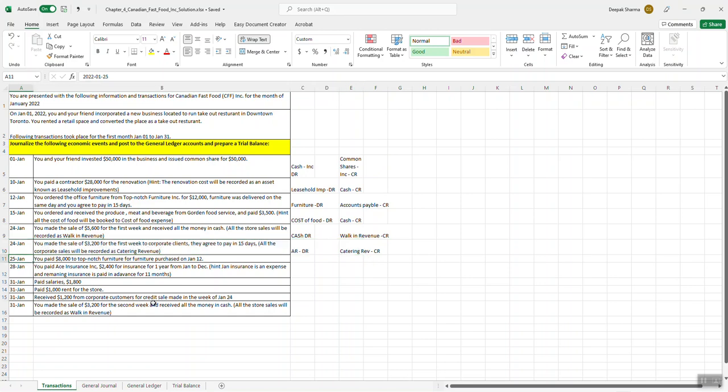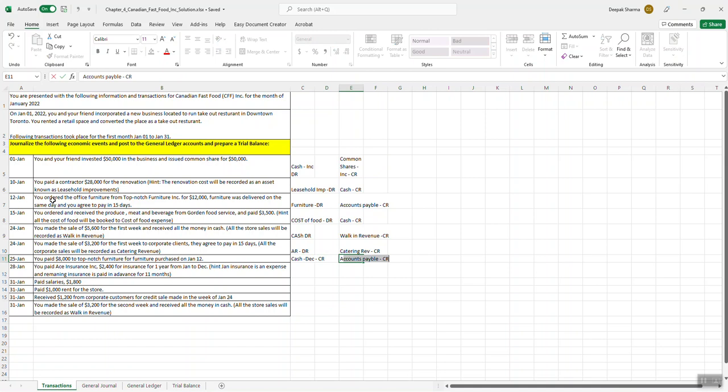Next one, January 25th, you paid $8,000 to Top Notch Furniture for a furniture purchase on January 12th. So now in this transaction, we are paying for the furniture that was purchased on January 12th. So we're not buying anything new. We're simply paying off the liability. So we see that we paid, so definitely cash. And cash increase or decrease? It decrease. So if it decrease, asset decrease, it's a credit.